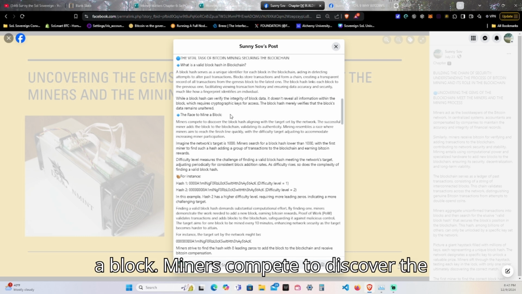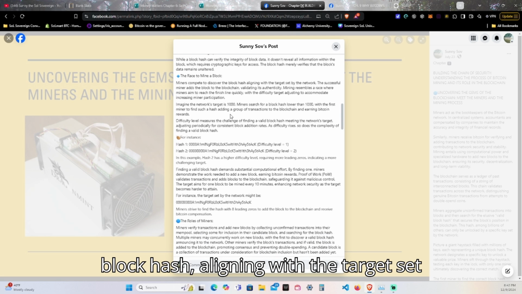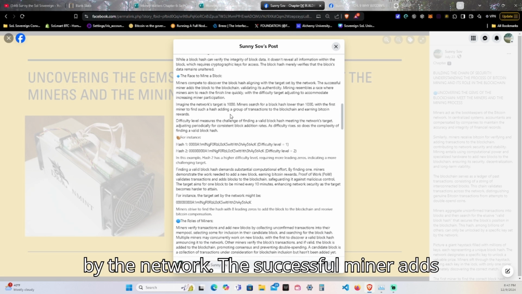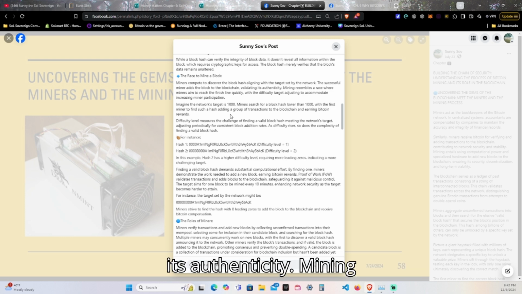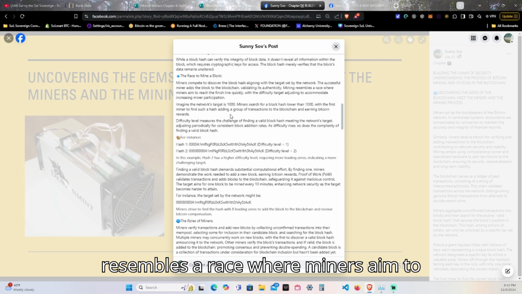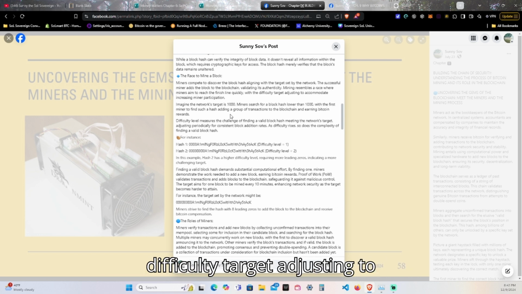The race to mine a block. Miners compete to discover the block hash, aligning with the target set by the network. The successful miner adds the block to the blockchain, validating its authenticity. Mining resembles a race where miners aim to reach the finish line quickly, with the difficulty target adjusting to accommodate increasing miner participation.